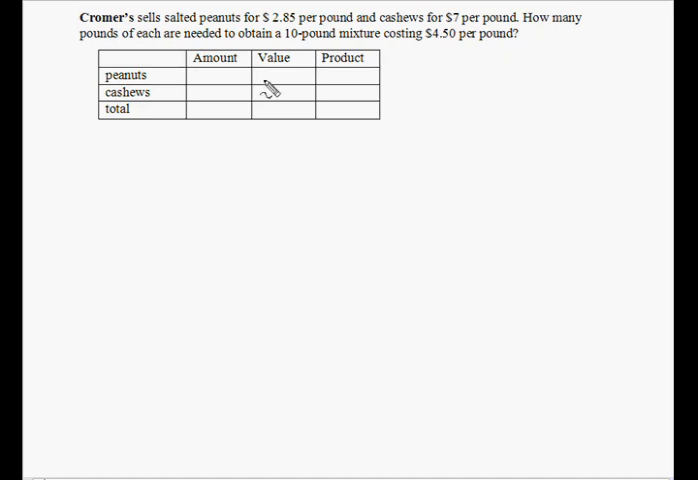So with this mixture problem, the first thing we want to do is identify amounts. As you can see here, we're talking about pounds, so that's our amount. And our value, this time our value again is money. Let's try and fill in the chart.